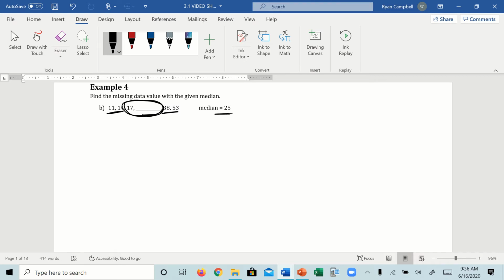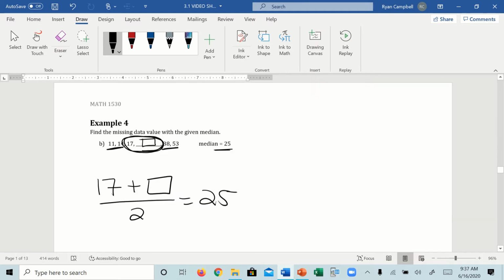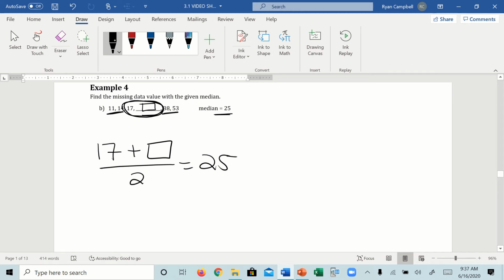All right, so remember, let's just say that this is X, right? Remember, X's are just blanks. We could also just put a blank like that, right? We could put a box, if that makes things a little easier. A blank box. So we know when you add these 2 numbers together and divide by 2, you should get 25, right? If you remember, that's what we did in the last example. We had 2 numbers in the middle, so we added them up and divided by 2 to find the average.